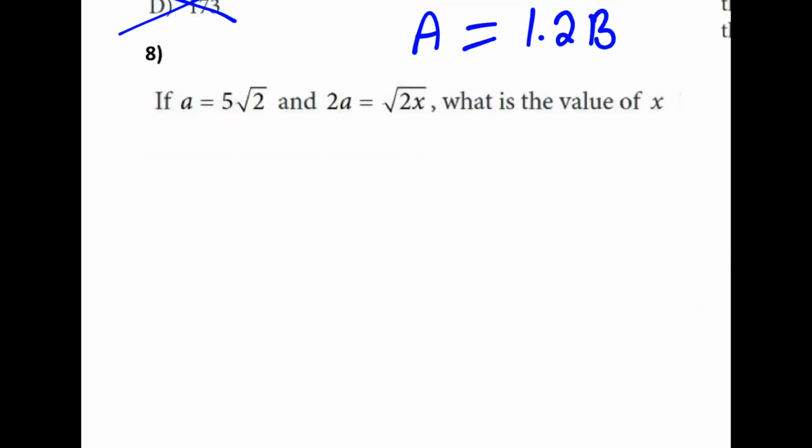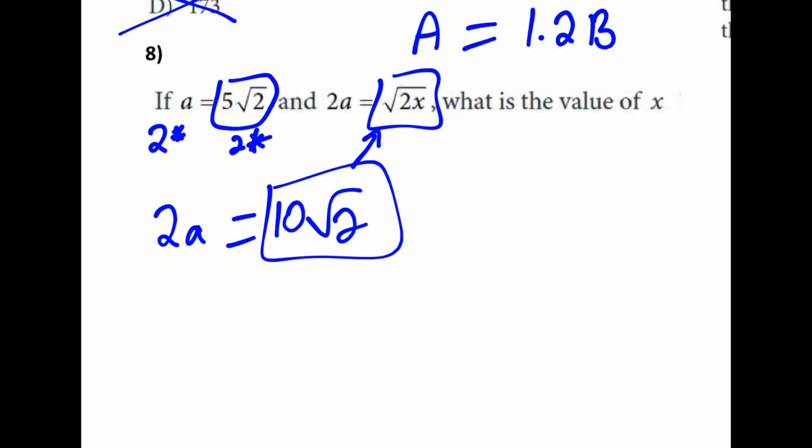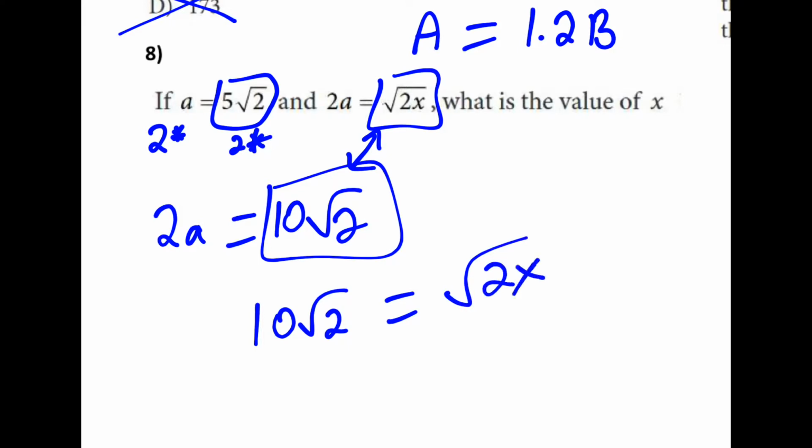If you look at A and how it's equal to 5√2, if we double both sides of this original equation, we end up with 2a is equal to 10√2. And they tell us over here that 2a is equal to something else. So it turns out these two statements are actually equal to each other. 10√2 is equal to √2x.